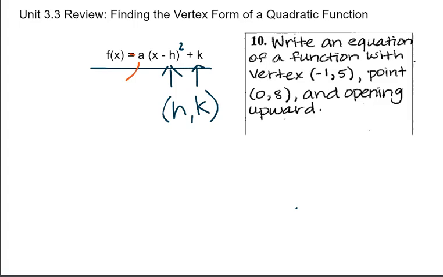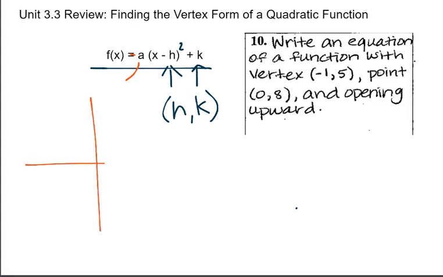H and K, as I said before, is our vertex, so that's very helpful to use when you're graphing your equation. So keep those features in mind when we're given the information. So number 10 on your review says, write an equation of a function with a vertex at -1, 5, and a point at 0, 8, and it's opening upward.